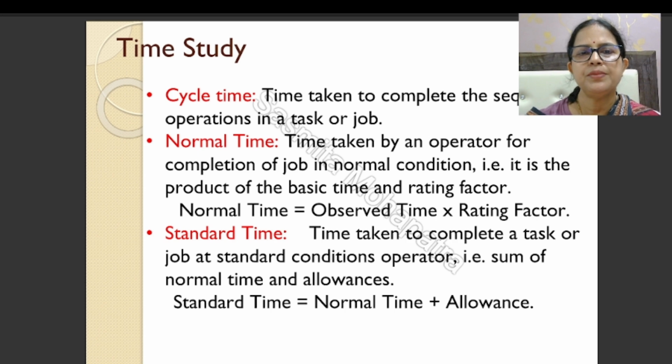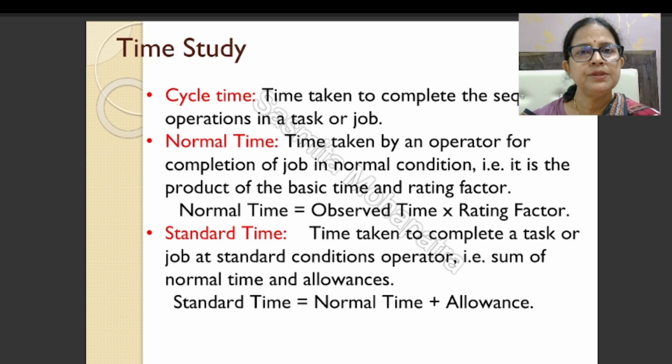So the time taken by an operator to complete a job in a normal condition is the product of the basic time and the rating factor. We give a rating factor that is called performance rating. We'll discuss performance rating in our next slide. So when we multiply the observed time or the basic time with the rating factor, we get the normal time.